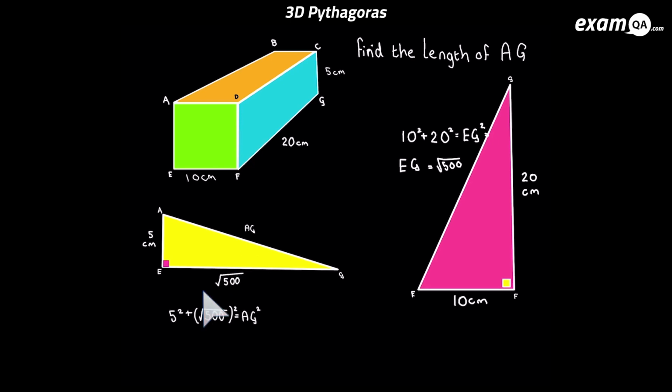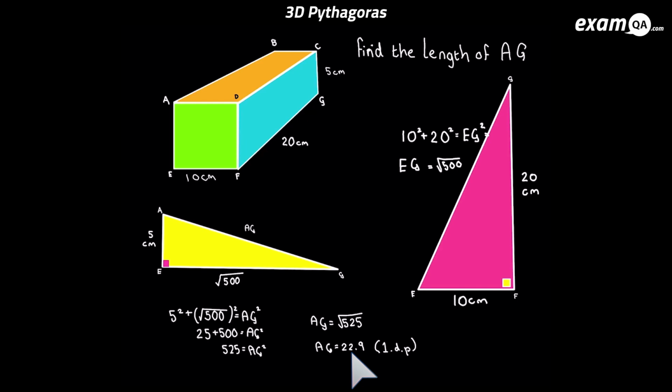So we have 5 squared, and then we have that square root of 500 squared, which will be 500, because square root and square cancel each other off. And that's equal to AG squared. 5 squared, of course, is 25, and the square root's gone, so that's just 500. So we have 25 plus 500 equals AG squared. And adding that up gives us 525 equals AG squared. And of course, if AG squared is 525, AG is the square root of that. And now you can just simply throw that into your calculator. To one decimal place, we get 22.9.